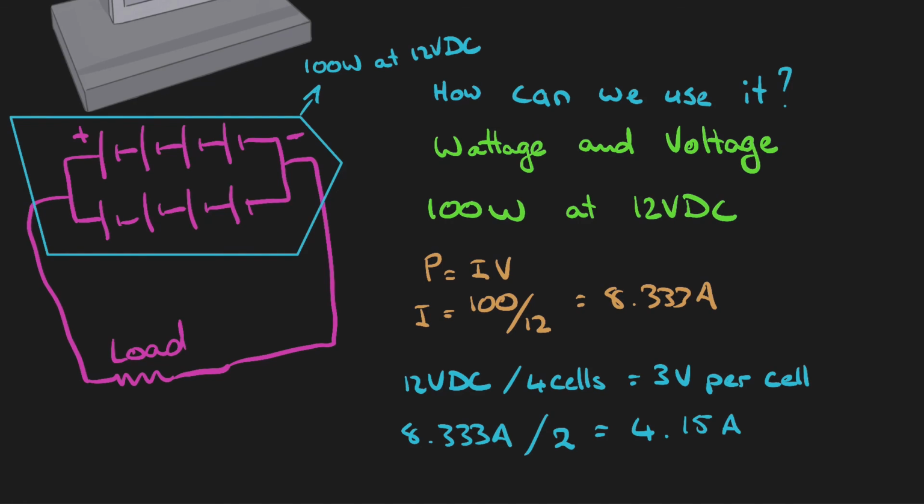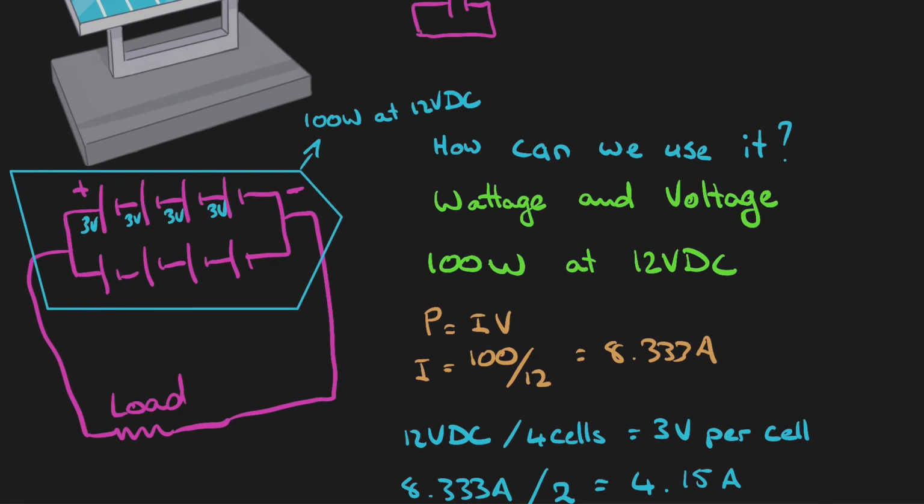So if you have 12 volts DC in a module, and we know that we have 4 cells, 1, 2, 3, 4, then we go 12 volts divided by 4 cells equals, it must be 3 volts per cell. So that means that this was 3 volts. That's 3 volts. That's 3 volts. That's 3 volts. Okay?